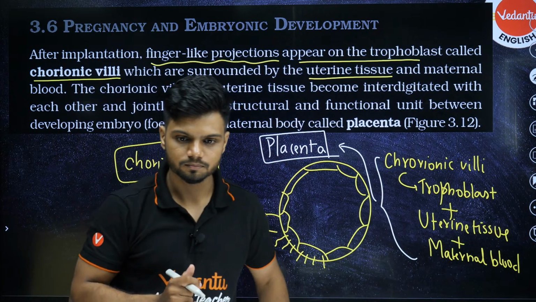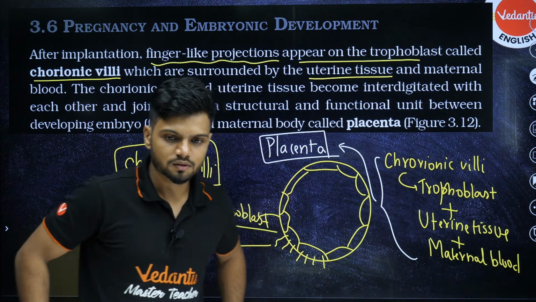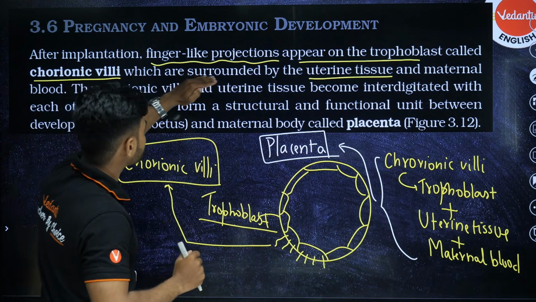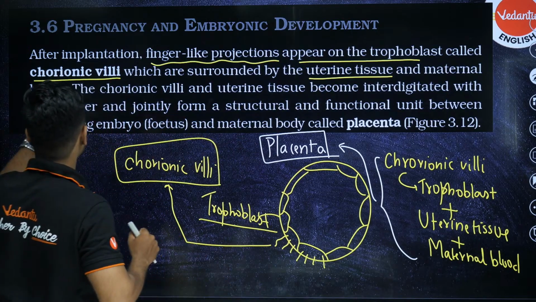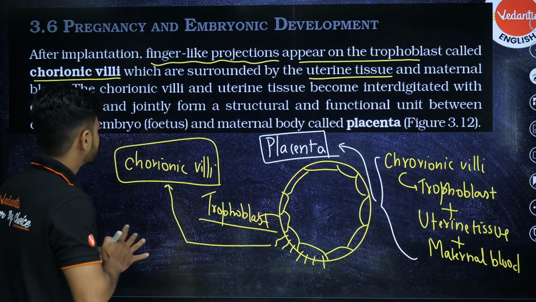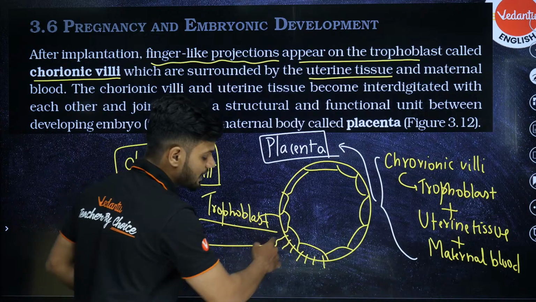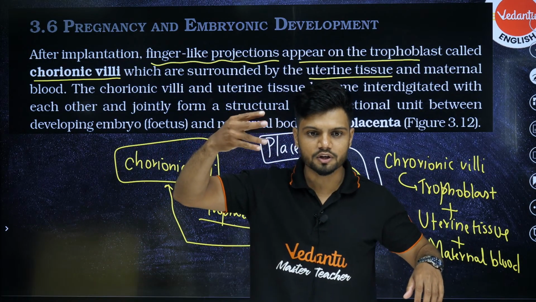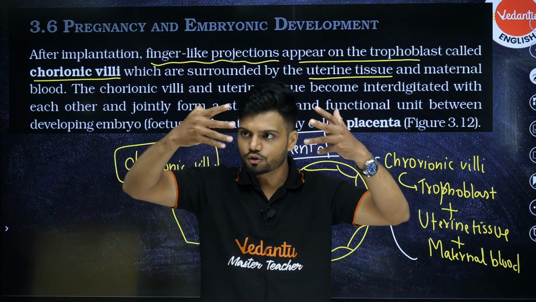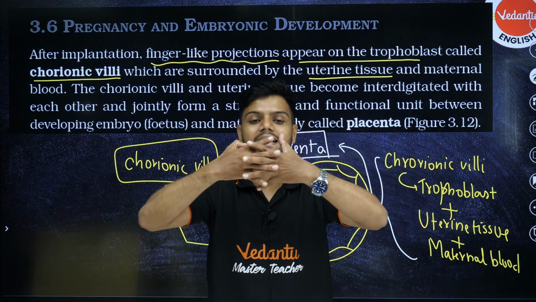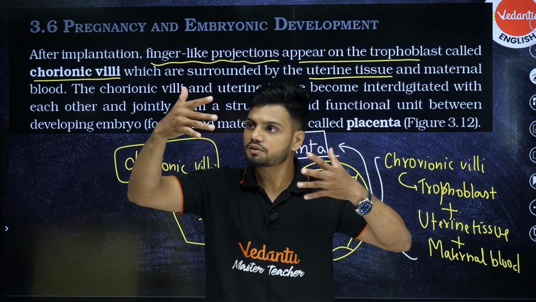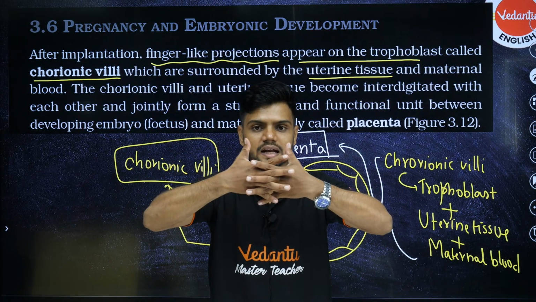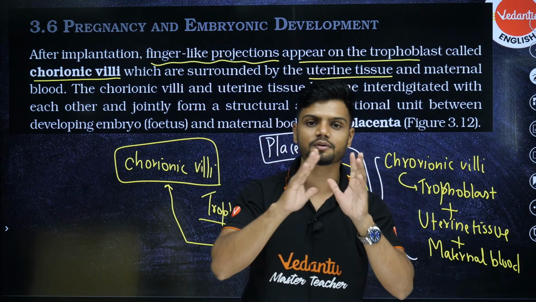Done? Is this clear to all of you? Tell me in the chat now. The chorionic villi, this one right here, the finger-like structures. Imagine this is the chorionic villi, and this is the uterine tissue. The chorionic villi and uterine tissue become interdigitated, which results in the formation of the placenta.